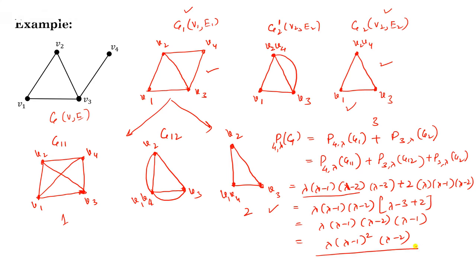So this is the chromatic polynomial of this given graph. If you remember, in the previous lecture we discussed the chromatic polynomial of this graph. So you can check this answer. The chromatic polynomial of this graph is lambda, lambda minus 1 whole square, lambda minus 2. So in this way you can apply the decomposition theorem to find the chromatic polynomial of a given graph.